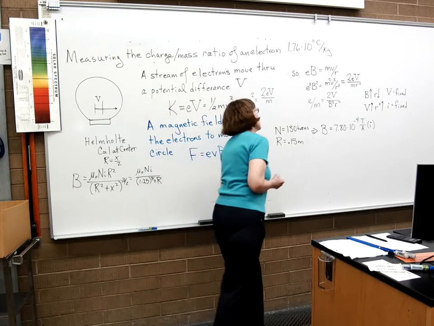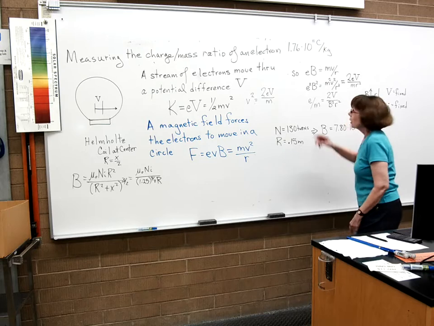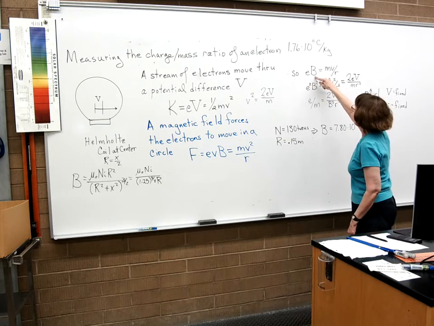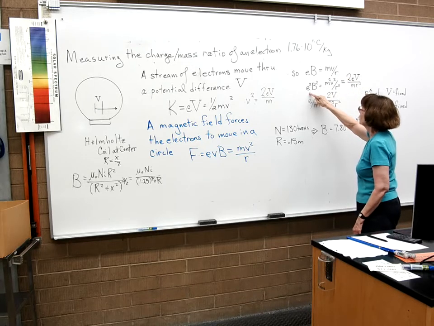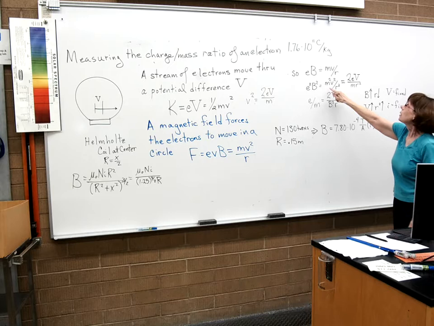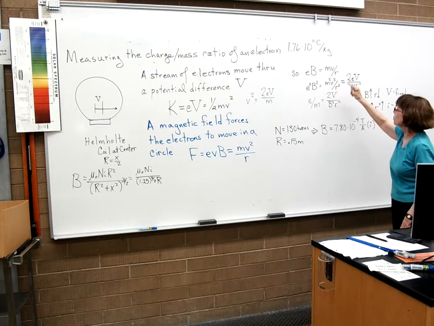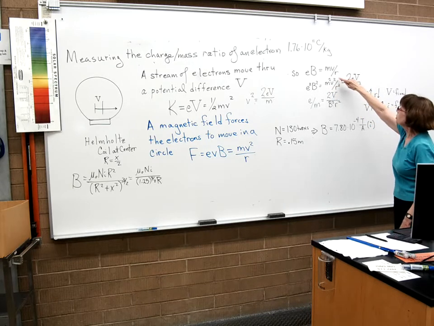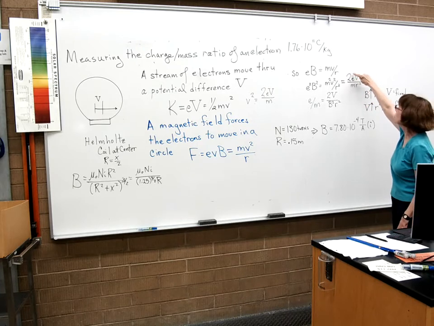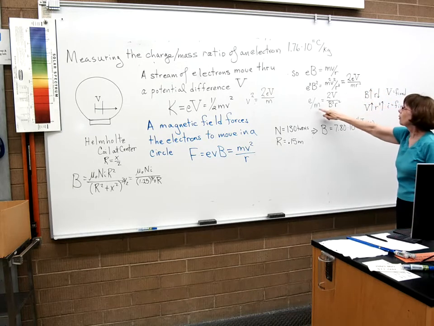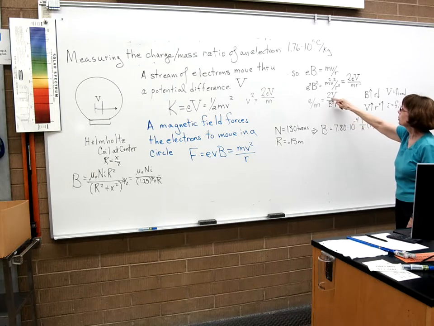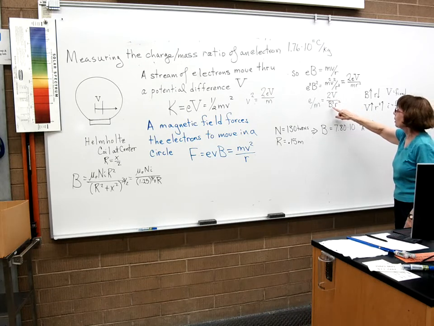So if we look at this then and do some math, the charge times the magnetic field would equal mv over r. We square both sides, we have the charge squared, the magnetic field squared is equal to the mass squared times the speed squared over the radius squared. By substitution in for v squared, we get 2 times the charge times the voltage over the mass times the radius squared. Therefore, the charge to mass ratio is equal to 2 times the voltage divided by the magnetic field squared times the radius squared.